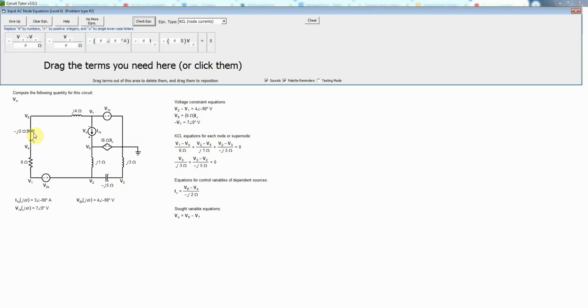Now let's look at node 4. We have two elements there that are not connected to ground, so we need two terms like that for node 4. We're going to have V4 minus V1 divided by the 6 ohms. That's the current down through the 6 ohm resistor. And then we'll have V4 minus V6 divided by negative j2 ohms, which would be the current going up through the capacitor. Those are the two currents that leave node 4.